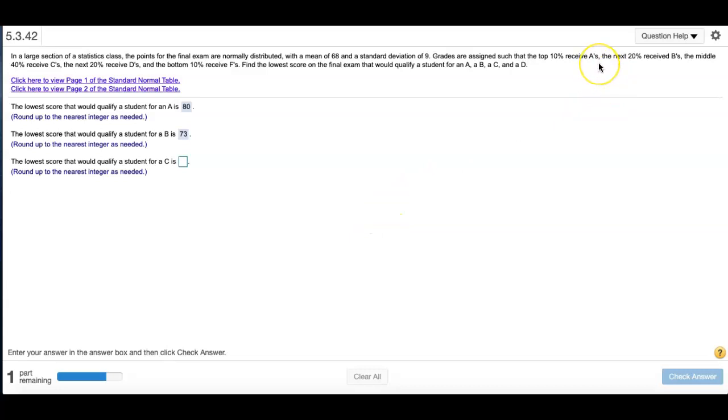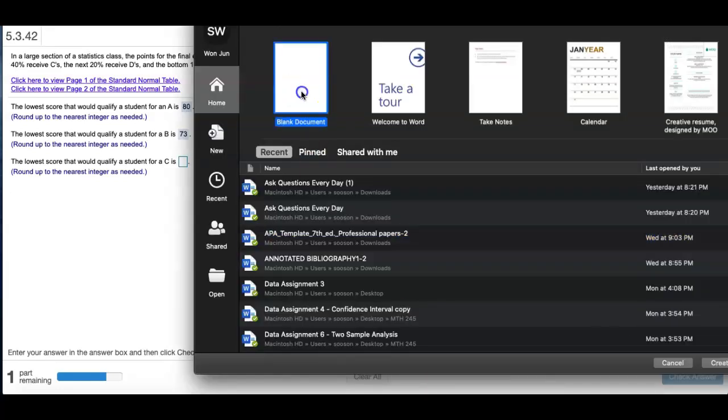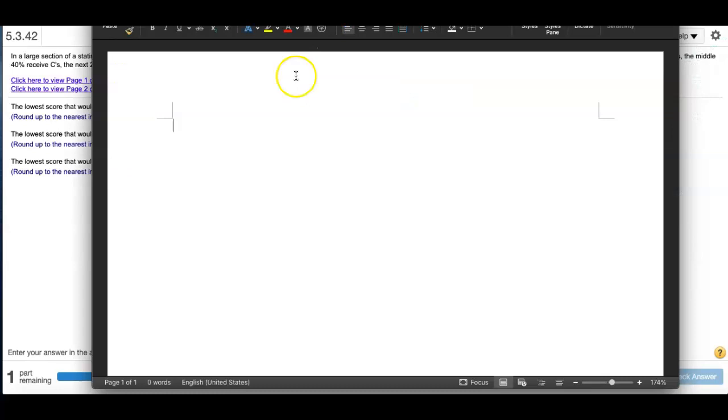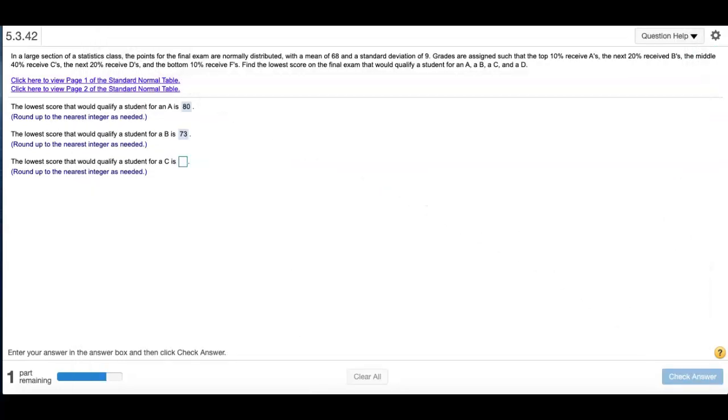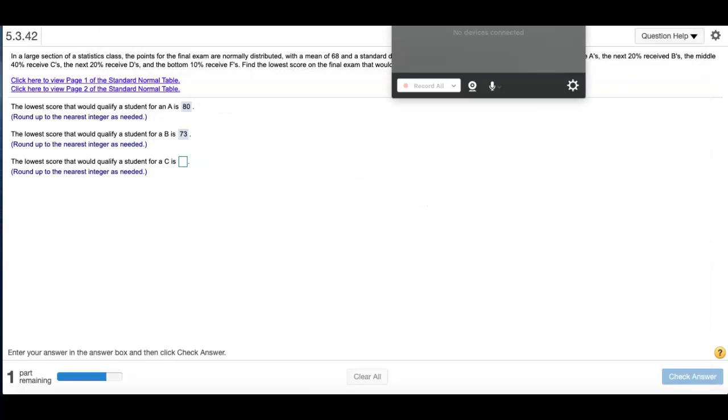C. They said the middle 40% receive C. Oh, now that's confusing me. Middle 40%. Okay, hold on a second. I may need to organize my thoughts a little bit. Maybe. Hey, hold on. I have an iPad that I can try to write on. Give me one second.